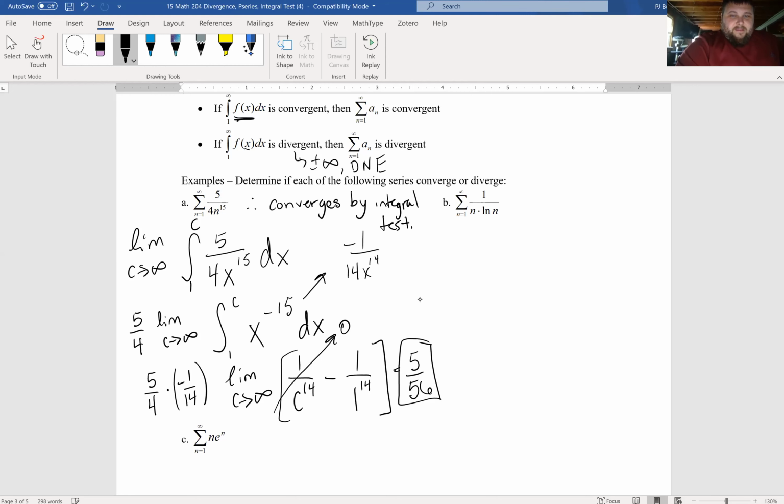And I keep saying things like "by the integral test" because I want you to get used to not only saying whether it converges or diverges, but also telling me and whoever else you might be doing this for what test you're using.